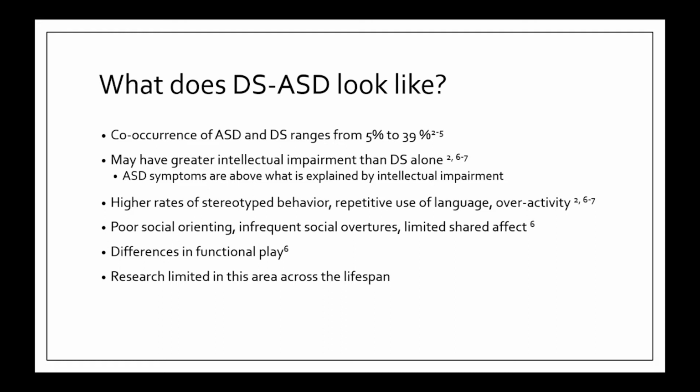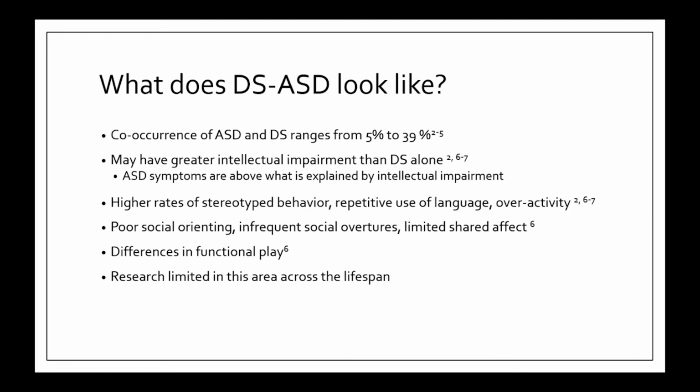In individuals with the dual diagnosis, there are higher rates of stereotyped behavior. So what I mean by that are repetitive behaviors one does with their body, repetitive actions with objects, repetitive use of language. So this can be somebody who repeats the same thing over and over again or has repetitive vocalizations, or somebody who's repeating back what other people say in a non-functional way. So it's not very useful to get what they want. And overactivity or symptoms of ADHD can also be more common in this population.